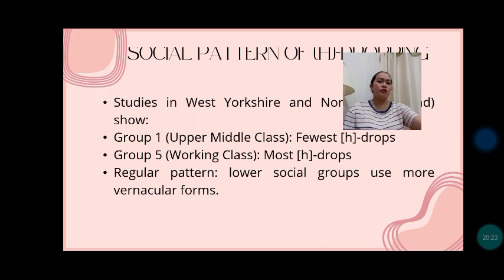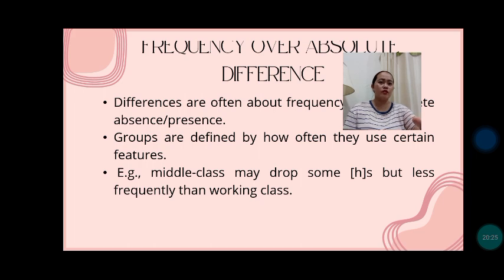Okay, moving on to frequency over absolute difference. It is also important to note that these differences are about frequency, not absolute rules. For example, a middle class speaker might drop some H's, but less often than someone from the working class. So it's not a yes or no difference, but a matter of how frequently certain features appear in speech.